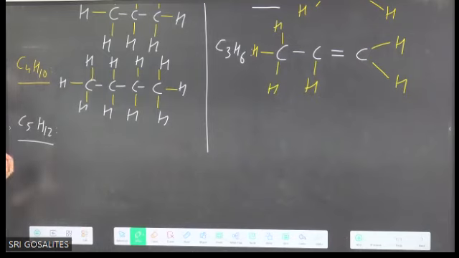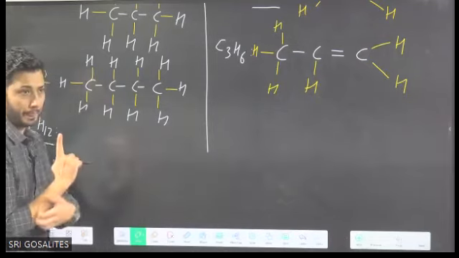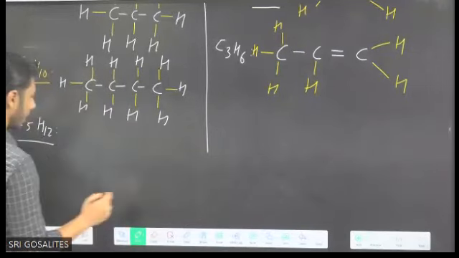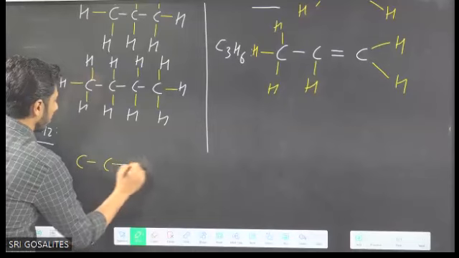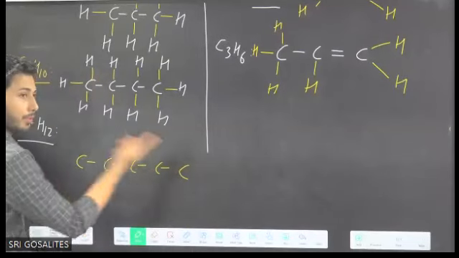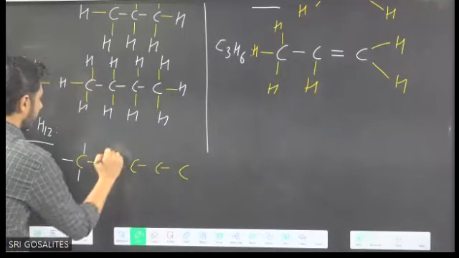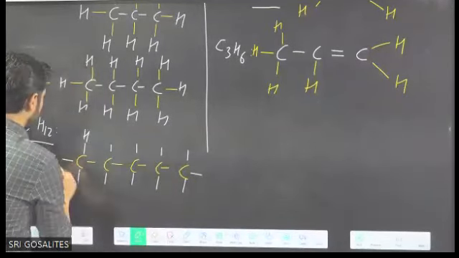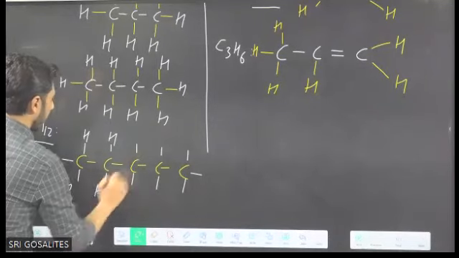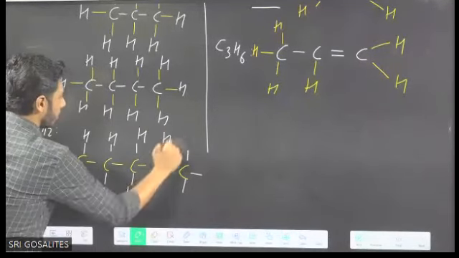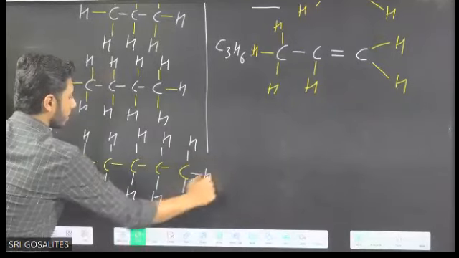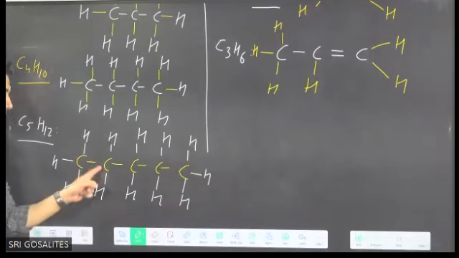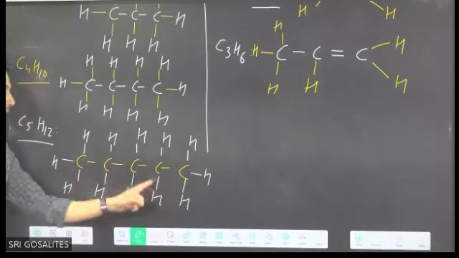Try for C5H12. I am writing one possibility only, the straight chain. I'm not even writing branching, just a basic example so that you can relate easily. Slowly, we will pick up more examples as we proceed. For C5, how many hydrogens do we have to place? Total 12, and it is a saturated carbon chain with no multiple bonds: CH3, CH2, CH2, CH2, CH3.